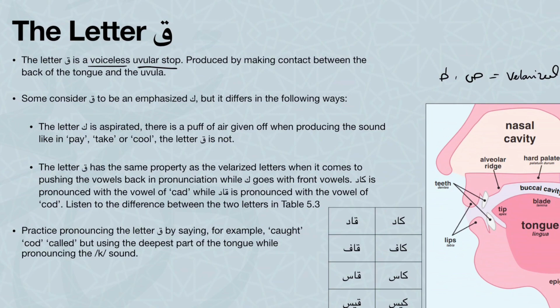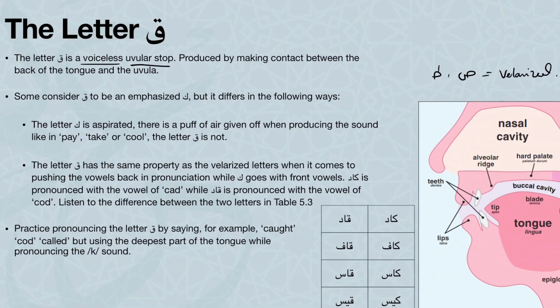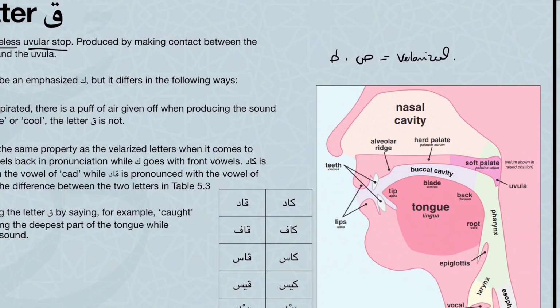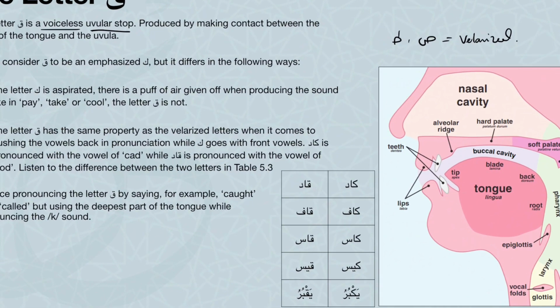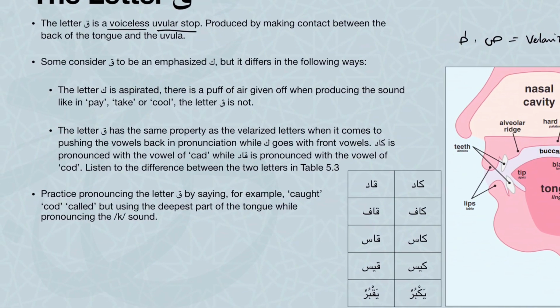So what happens is that the qaf and the sad and the tad would actually pull the alif, or the sound that comes from here, to be produced from back here. And this is what we call velarization, the emphasis of a vowel. The vowel shifts to a more emphasized quality. We will see how that sounds in this table when we compare kaf and qaf.